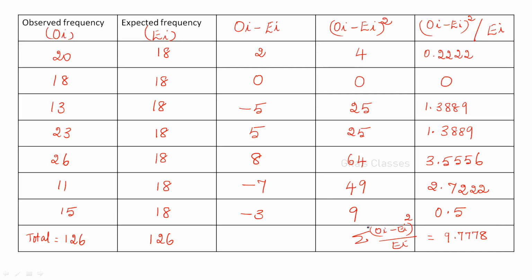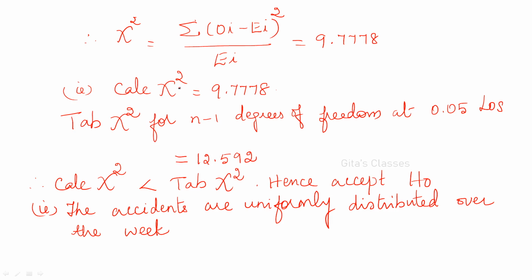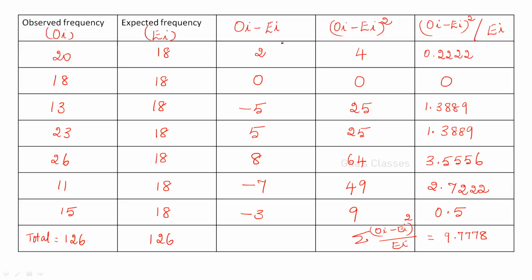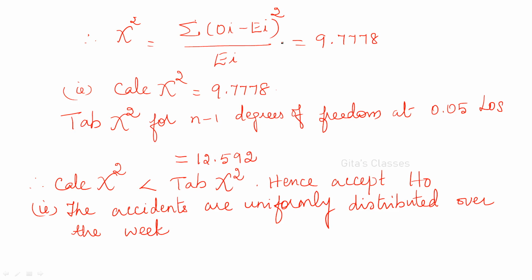And this is the formula. Chi-squared is equal to sigma oi minus ei the whole square divided by ei. That's what we have found out using the table. Okay, you can pause the video and you can also calculate and check the values. Okay. So now calculated chi-squared is 9.7778, and now table value of chi-squared is also there. You can find out the table. So n minus 1 degrees of freedom at 0.05 level of significance, the table value is 12.592. Therefore calculated value is less than the table value, hence accept H0.